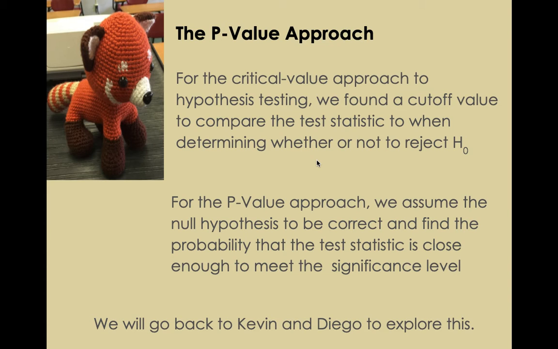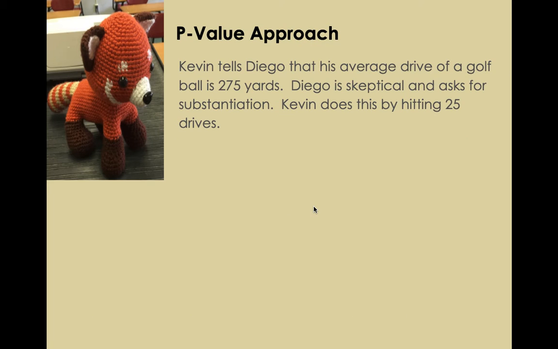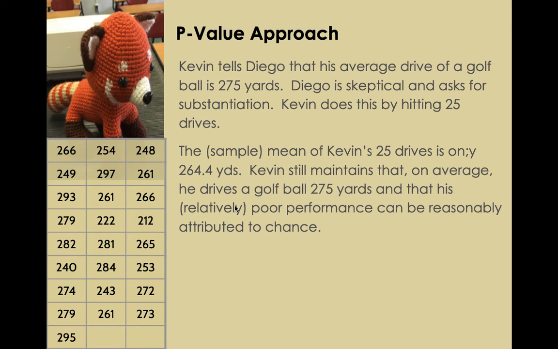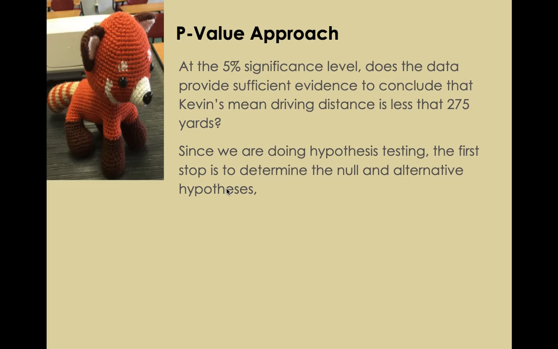So let's see what we mean. This is kind of vague at this point. So we're going to go back to that same data we used in section 2, Kevin and Diego. The average drive of the golf ball is 275 yards. Kevin is trying to prove this by doing a sample. He samples hitting 25 drives, and the sample mean is 264.4 yards. And he's trying to say, hey, that's good enough. So far, it's the same problem. We're going to stick with the 5% significance level.